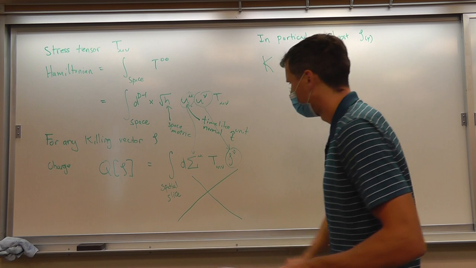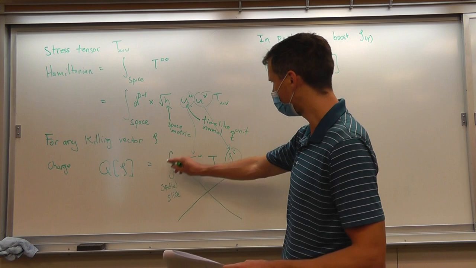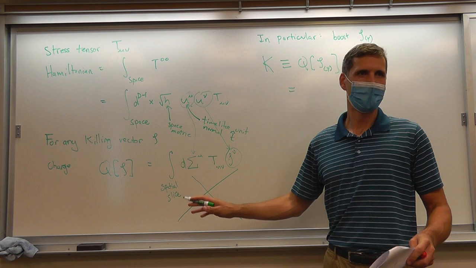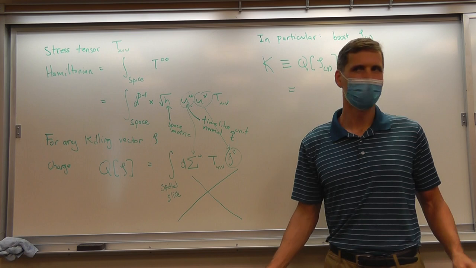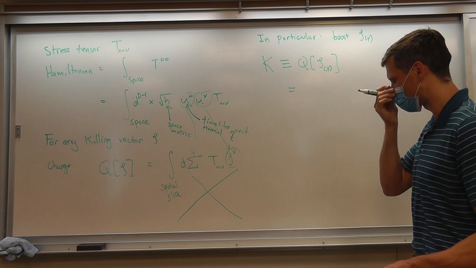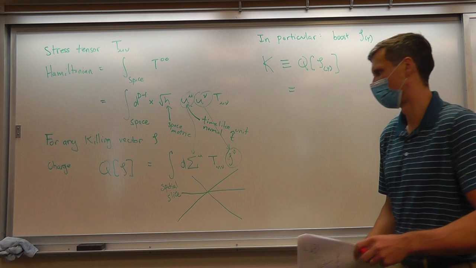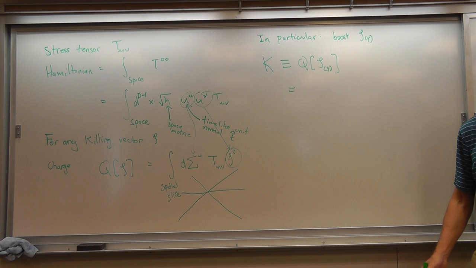When you choose a spatial slice, this Q, you could choose any spatial slice. It's a conserved charge. That's the point. If you choose a different spatial slice, you'll get the same answer. Okay? So when we define the conserved charge associated to boosts, it's convenient to pick this slice that goes right through the middle. We don't have to pick that slice, it's a conserved charge, but I'm going to write the formula on this slice.